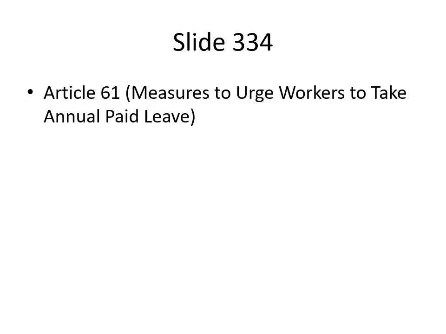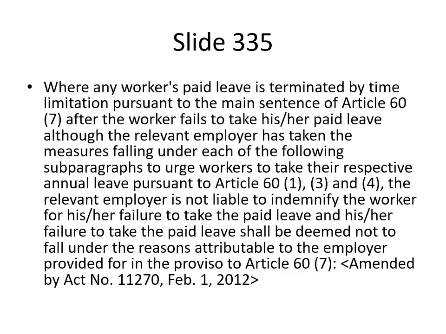Article 61. Measures to urge workers to take annual paid leave. Where any worker's paid leave is terminated by time limitation pursuant to the main sentence of Article 67, after the worker fails to take his/her paid leave although the relevant employer has taken the measures falling under each of the following subparagraphs to urge workers to take their respective annual leave pursuant to Article 61, 3, and 4, the relevant employer is not liable to indemnify the worker for his/her failure to take the paid leave, and his/her failure to take the paid leave shall be deemed not to fall under the reasons attributable to the employer provided for in the proviso to Article 67. <Amended by Act No. 11,270, February 1, 2012> 1.